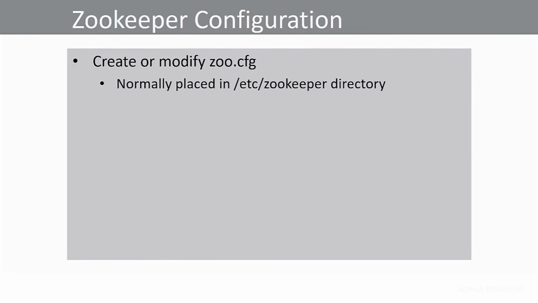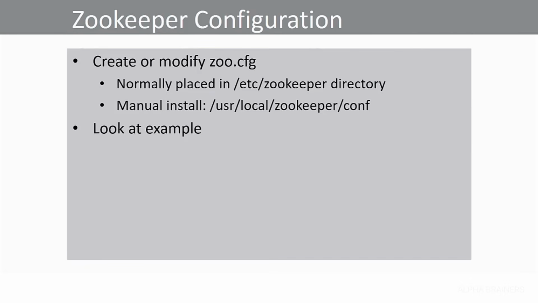Now, as far as Zookeeper configuration is concerned, there are a few things that you probably want to consider at least looking at and possibly changing as well. There is a zoo.cfg file that you can modify. Normally it's stored in the /etc/zookeeper directory, but if you did a manual install, it might be in /usr/local/zookeeper/config. But in any case, you probably want to look at the example file that's provided and make some changes to this file. Typically, it's not a very large configuration file. There are a few things you may want to change in there.